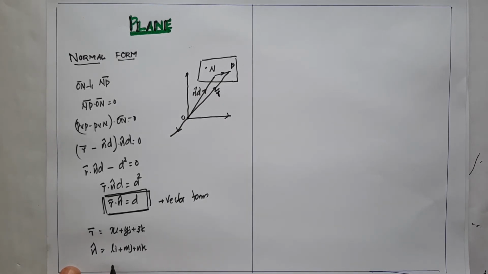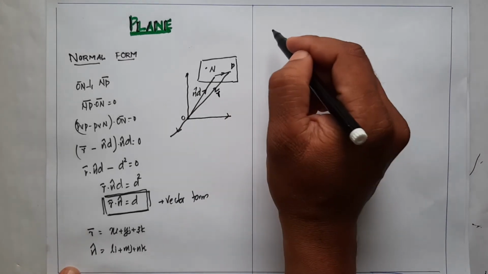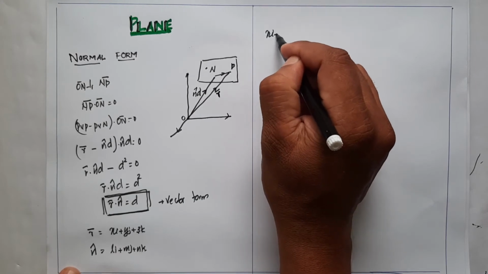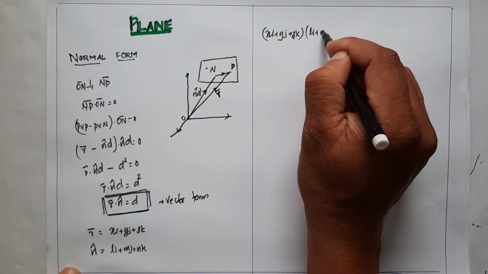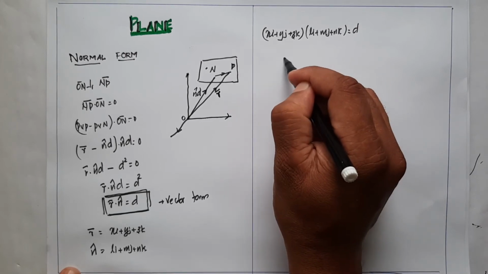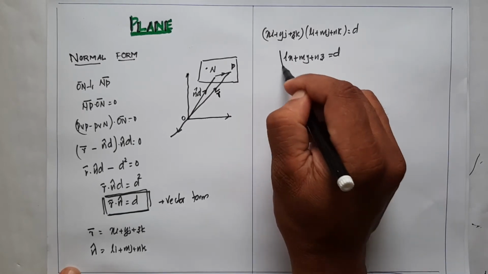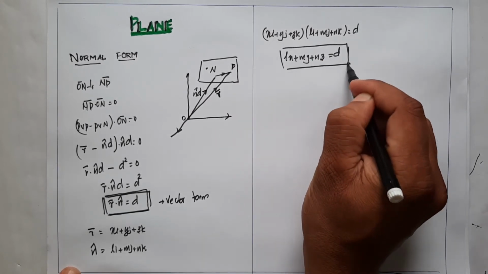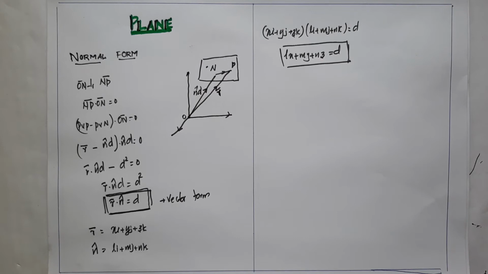So here we denote the unit normal as Li plus Mj plus Nk, and D is a constant value. Now substitute these values into the given vector form, that is xi plus yj plus zk dot Li plus Mj plus Nk is equal to D. In taking the dot product we get Lx plus My plus Nz is equal to D, which is the Cartesian equation of the normal form of a plane. Okay.